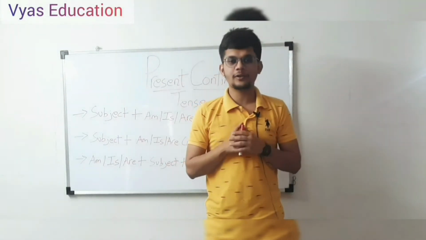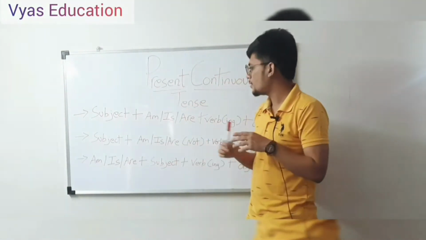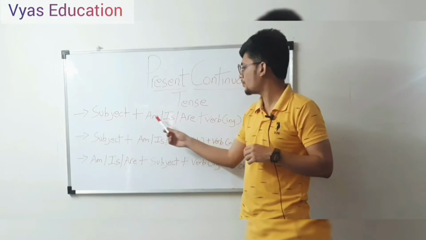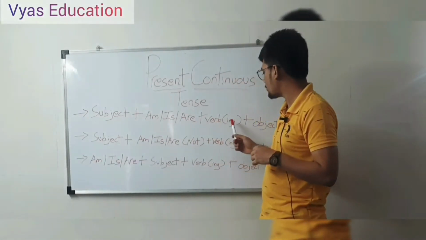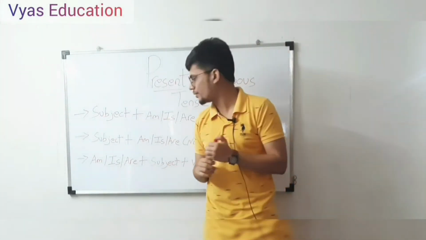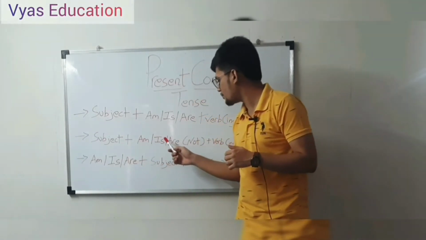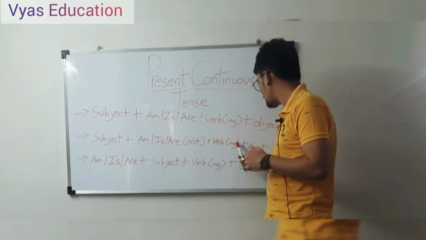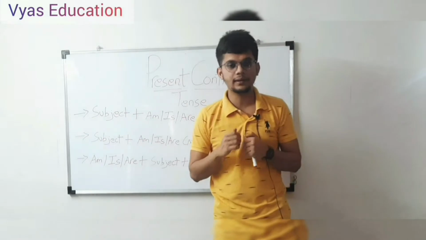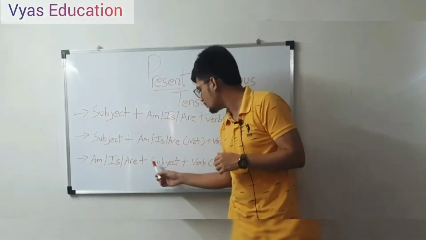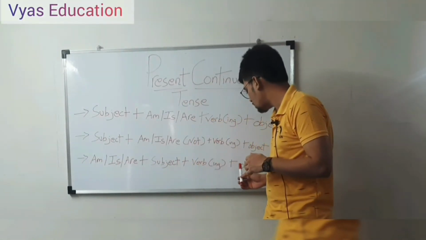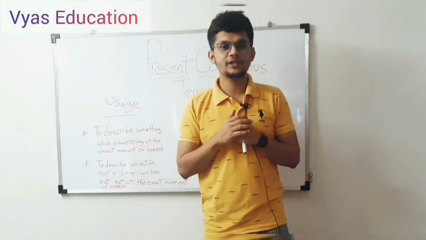Now let's look at the structure of present continuous tense. For positive sentences: subject plus am/is/are plus verb-ing plus object. For negative sentences: subject plus am/is/are plus not plus verb-ing plus object. And for interrogative sentences: am/is/are plus subject plus verb-ing plus object. Let's see its usages and examples.